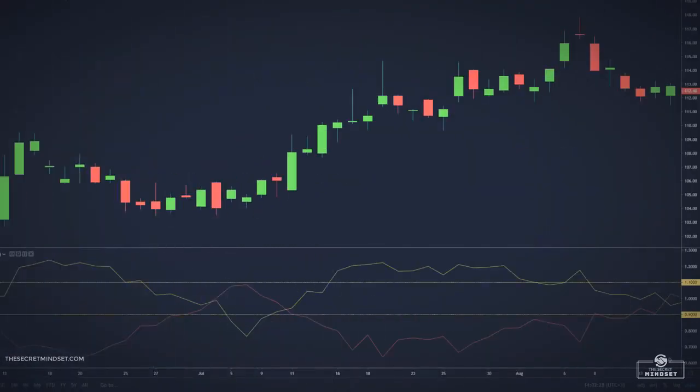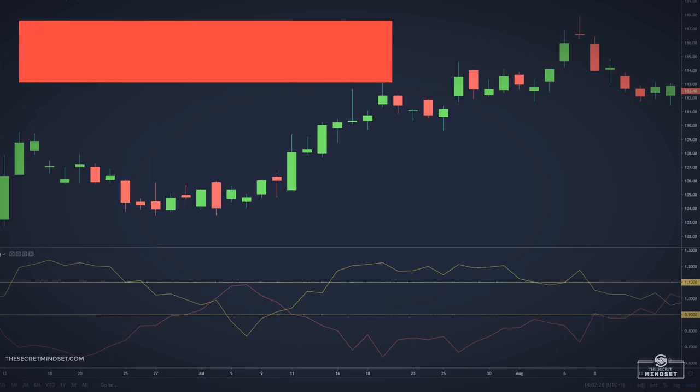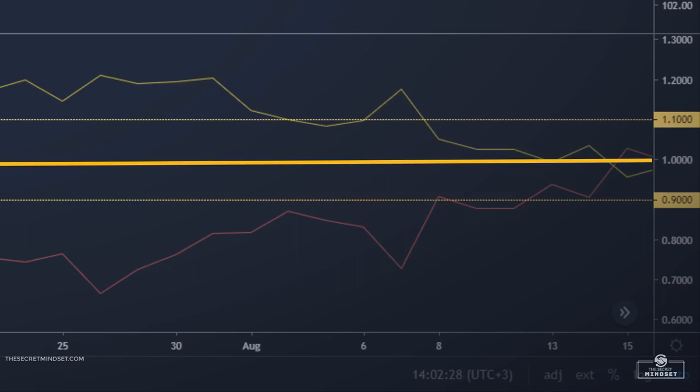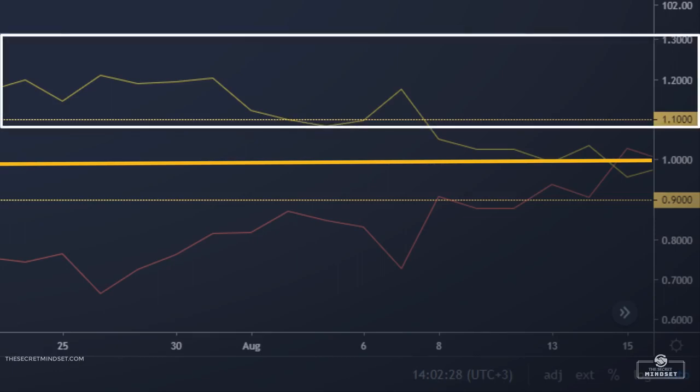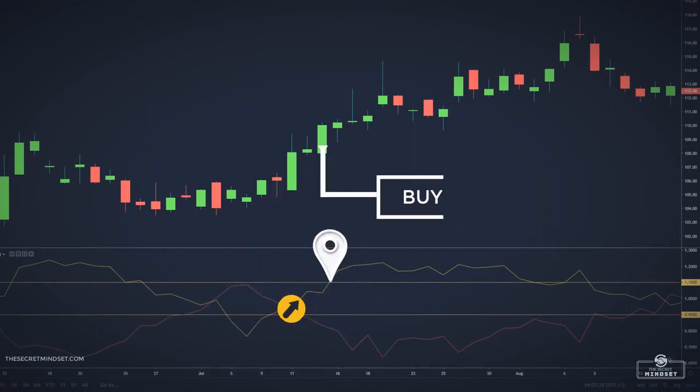Another method to reduce false signals is to only place trades when either the positive trend movement or the negative trend movement are above the 1.1 level. The two lines of the Vortex indicator oscillate above and below 1, and when there's a crossover, it means that one of the lines goes above 1 or is very close to it.